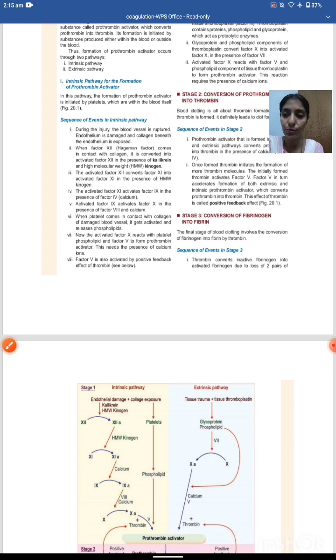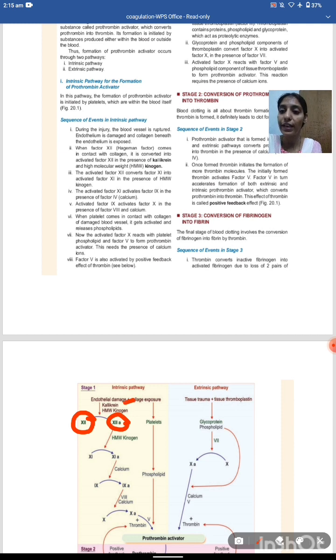Because of this exposure, factor number 12, which is Hageman's factor, comes in contact with the collagen and it is converted into the activated form of factor number 12, right, in the presence of kallikrein and HMW kininogen. So first step is, because of the exposure of collagen, factor number 12 is converted into the activated form of factor number 12 because of the presence of kallikrein and HMW kininogen, right?